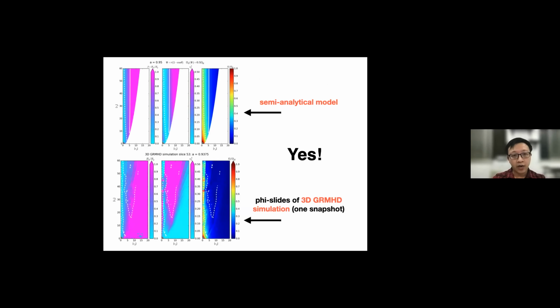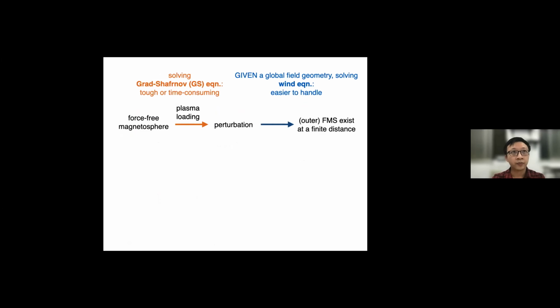Now I would like to show you a semi-analytical model. An example result is shown on the top, and we can compare it with the GRMHD numerical simulation results. If we focus on the funnel region, the behavior is actually pretty similar. I would like to very quickly give you an idea of how this can be realized.